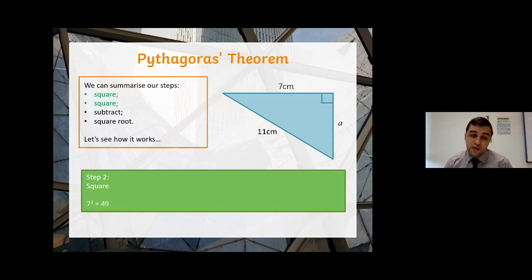11 squared is 121. The second square means the square of the given leg or given shorter side. 7 squared in this case is 49. And we should subtract them from each other. Of course, from the longest side, we should subtract the square of the shorter side. In this case, 121 minus 49 gives us 72. We should find the square root of that 72. In this case, if rounded to one decimal place, it is 8.5.